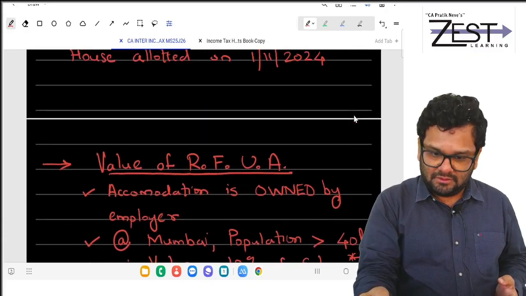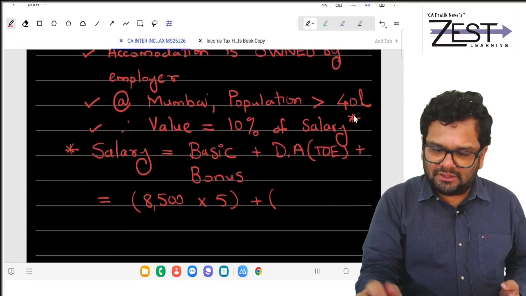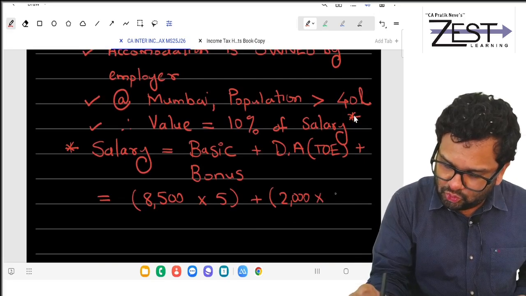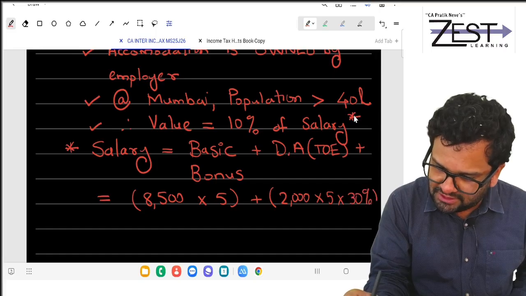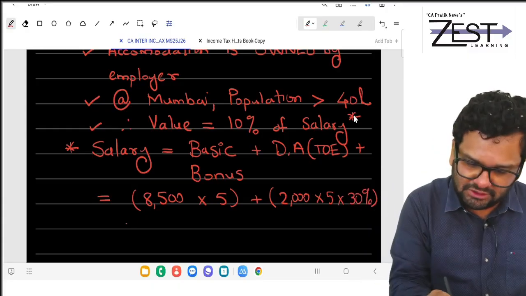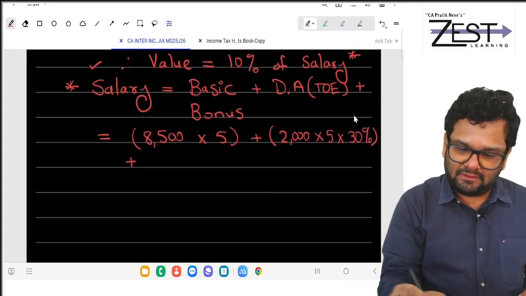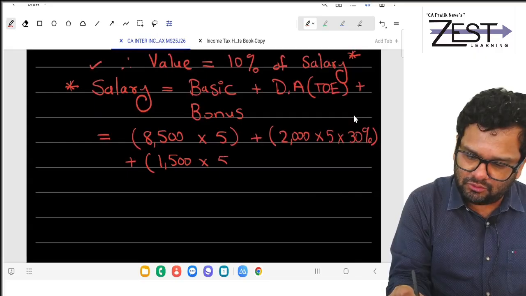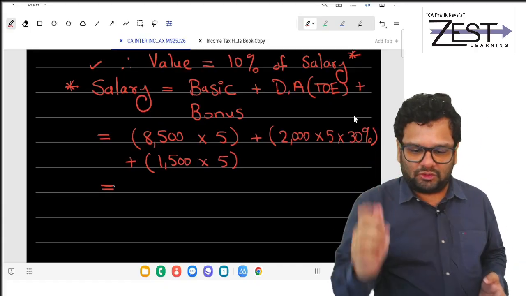2,000 per month. What you will do, you know? 2,000 into 5 into 30%, because I want only as per terms of employment. Plus bonus is how much? And surprisingly per month bonus is there. So 1,500 into 5. Check and tell me what is your total salary.